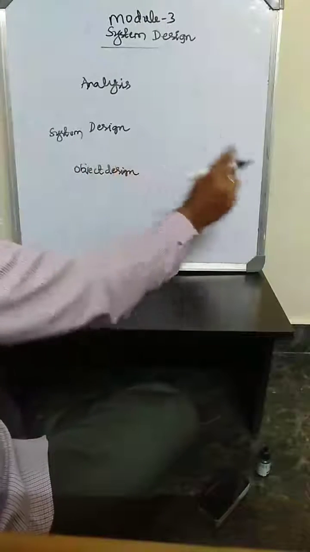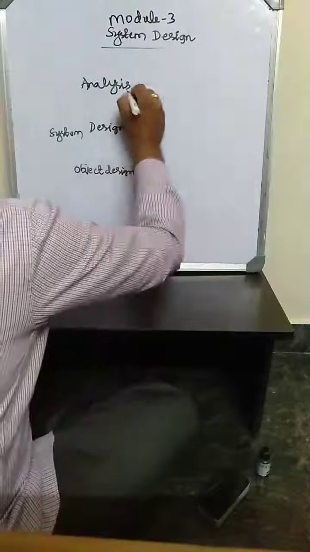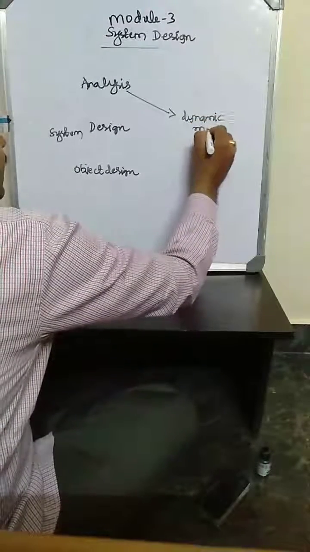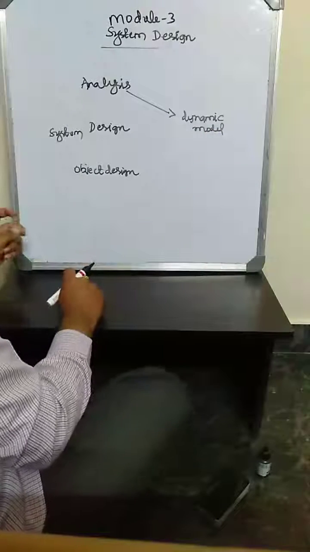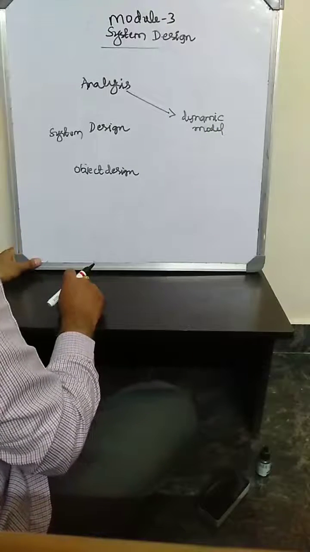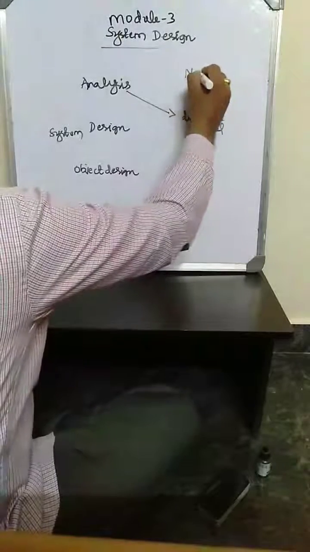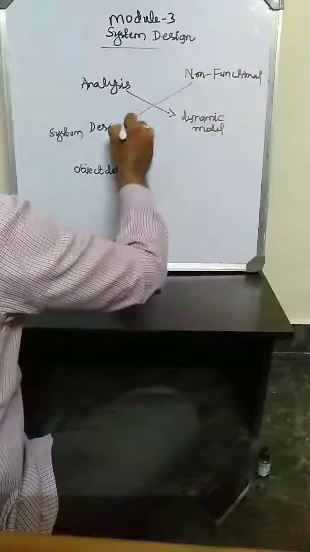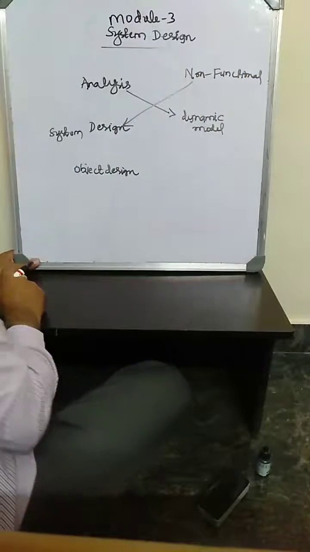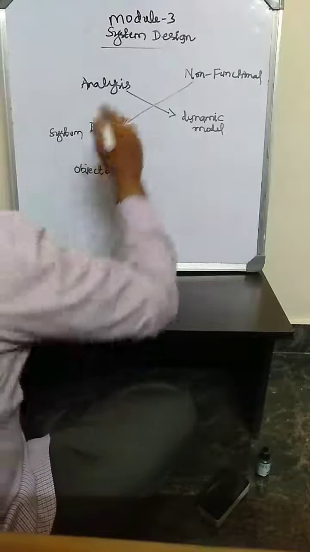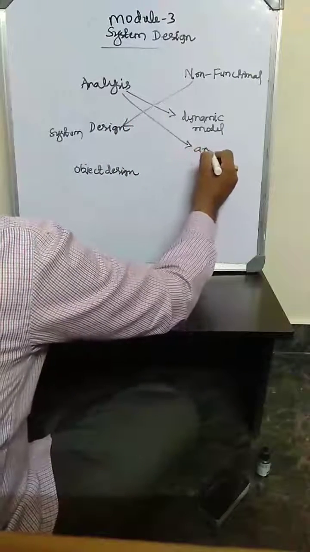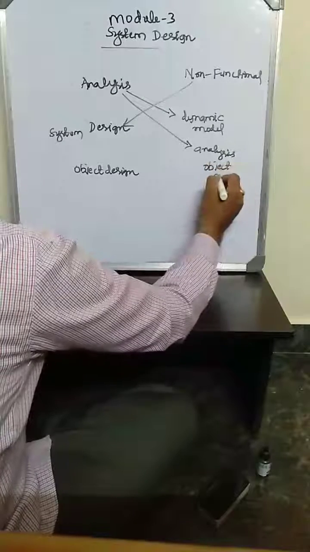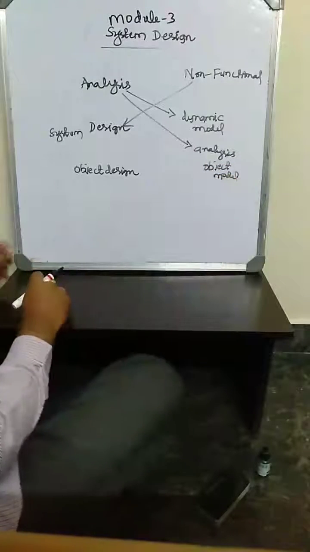Here in the analysis part, it is related to the dynamic model. It is related to the dynamicity. Dynamic means rapidly changing. That is called dynamic. And then here we have one particular context towards non-functional requirements, which depends majorly on the design part. And analysis is also related with the analysis object model. This we have understood in our analysis part, right? So we have two things: one is the dynamic model and second one is the object model.